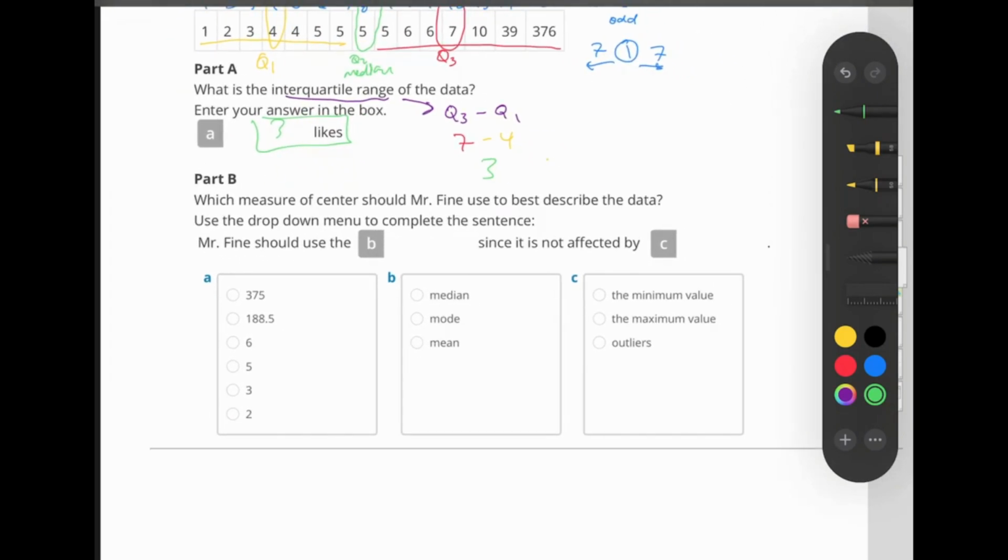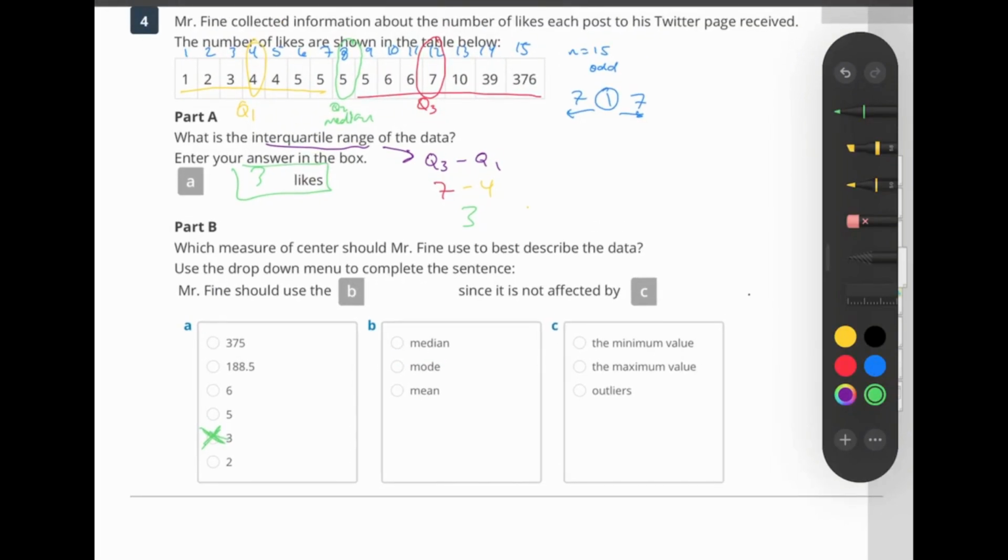Okay, which measure of center would Mr. Fine use to best describe the data? Use the drop-down menu to complete the answer. So the previous problem, if you made a dot plot, 1, 2, 3, 4, 4, 5, 5, 5, 5, 5, 6, 6, 7, 10, 39, I have data that looks like this.